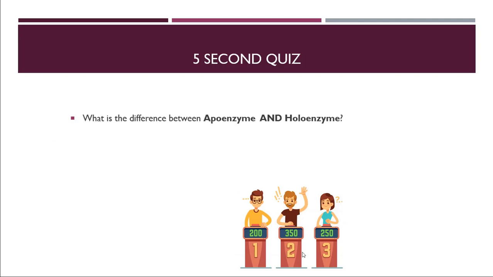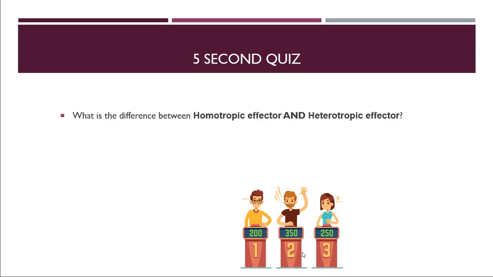Okay, next. What is the difference between apoenzyme and holoenzyme? 5, 4, 3, 2, 1. Apoenzymes are empty and holoenzymes are full of substrate and cofactor. Bingo, right?